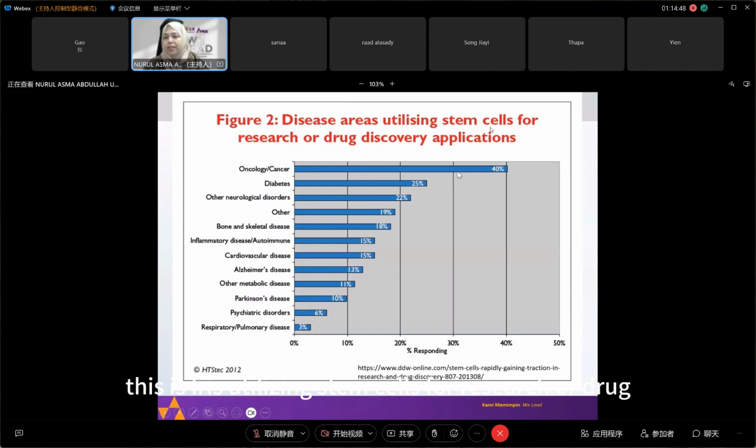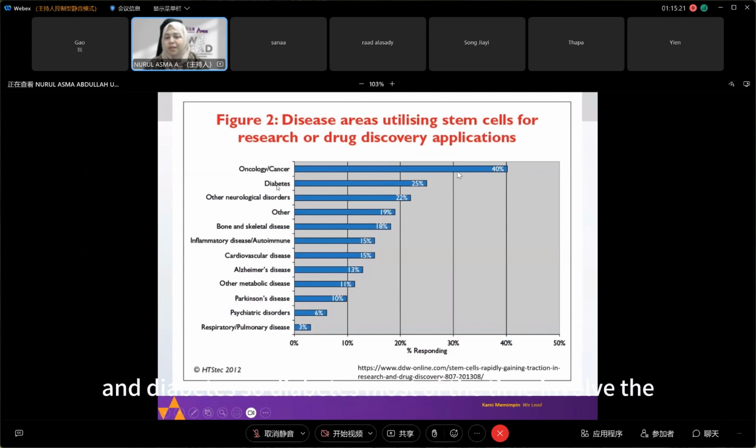Disease areas utilizing stem cells for research or drug discovery application. You can see the most is oncology, the cancer. If I'm not mistaken, the most is blood cells, blood cancer. The most utilized, and also, like I mentioned just now, is colon cancer, whereby you have the cut and you want to regenerate the area, so you can also apply the stem cells.